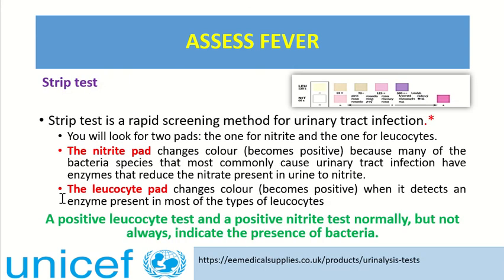We do the strep test. The strep test is a rapid screening method for urinary tract infections. What should we look for? We should look for nitrite pads and leukocyte pads. If one or both are positive, then we should consider the child has a UTI. So a positive leukocyte test and positive nitrite test normally, but not always, indicate the presence of bacteriuria.